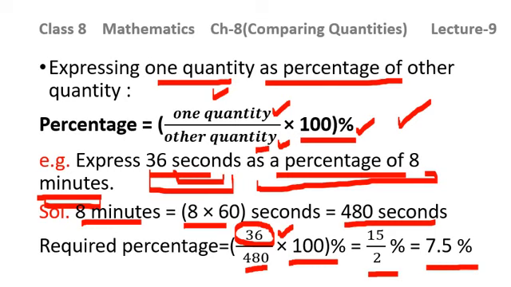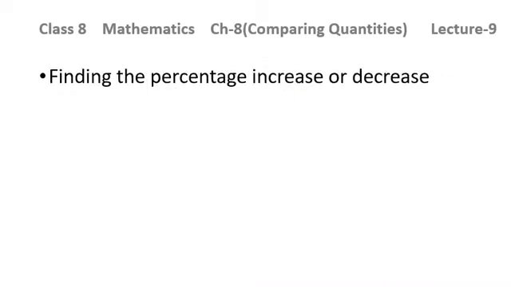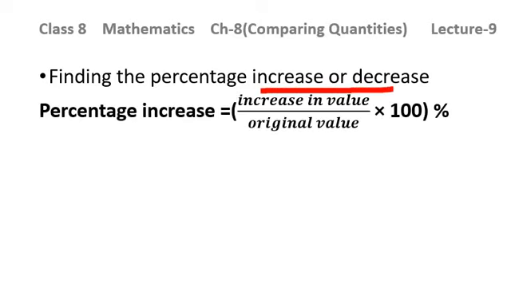Now, if I need to find the percentage increase or decrease, this is a very important concept, and it has a very simple formula. Percentage increase will be given by increase in value over original value into 100%. First of all, you need to find out the increase in the value. Then in the denominator, you need to take the original value, into 100%. That will give you the percentage increase.